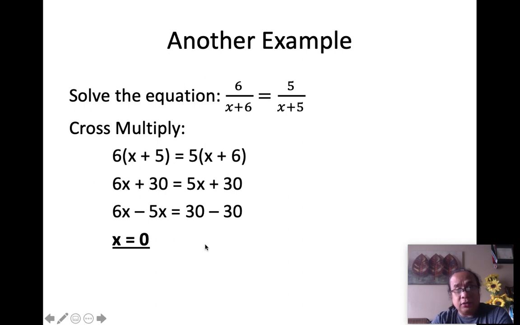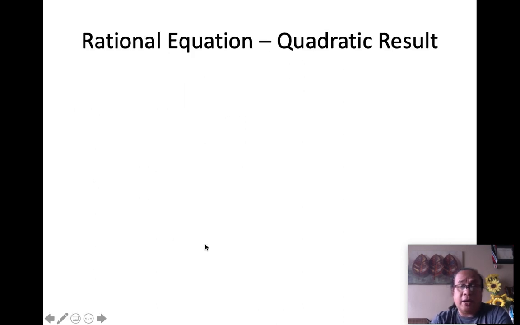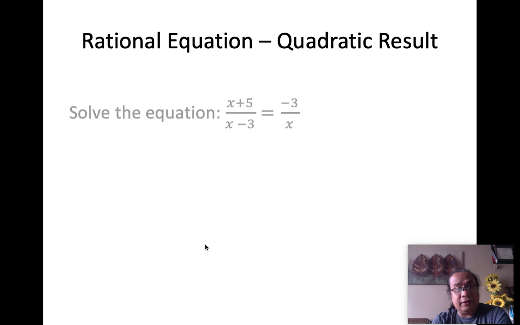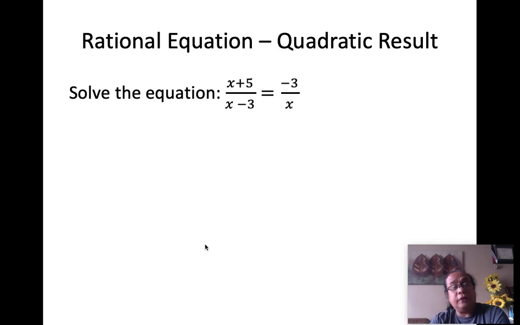Okay, now some examples lead to quadratic results. In some cases, if it's a quadratic result, more often than not, there are two answers. There are always two answers. Okay, let's have an example. Solve the equation x plus 5 over x minus 3 equals negative 3 over x. So still cross multiplication.